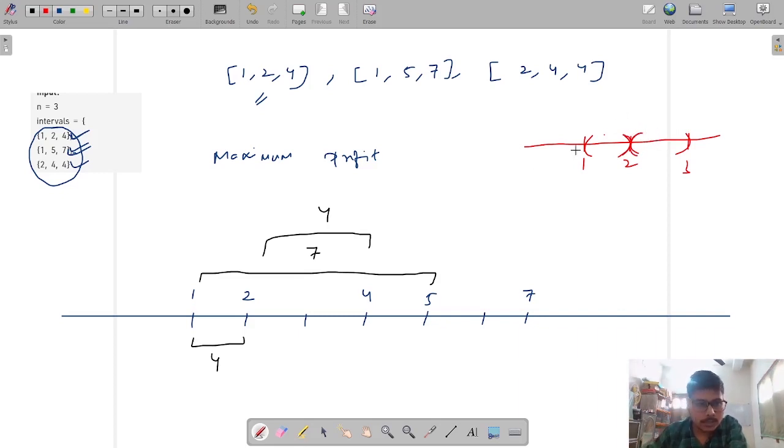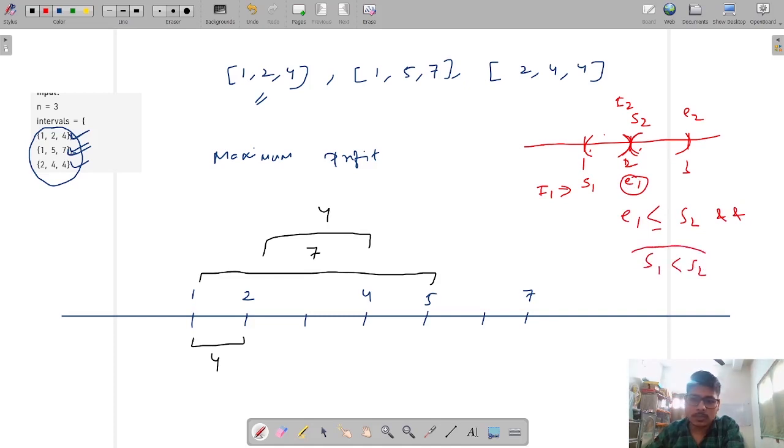The given condition in the question also is that if two intervals are like S1 E1, starting time and ending time for interval 1, and S2 E2, starting time and ending time for interval 2, then E1 is less than or equal to S2 and S1 is less than S2. The second part is not so usable. The most important thing is E1 must be less than or equal to S2.